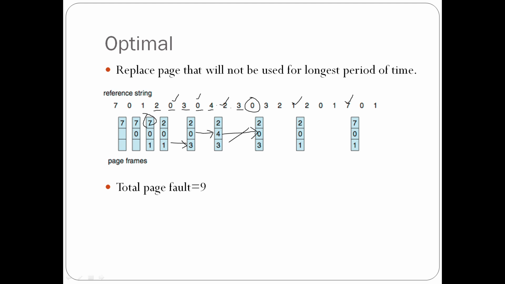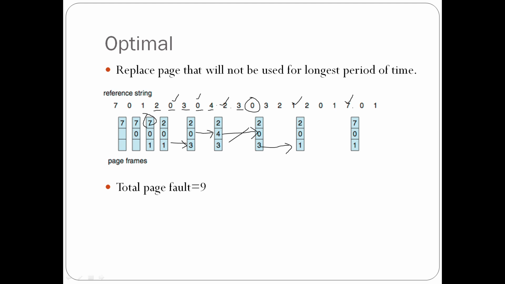The next one is a 3. 3 is already available, so it is a page hit. 2 is again already available, it is a page hit. Then 1 means now we have to select from 2, 0, 3. Out of 2, 0, 3, 3 will not be used for the longest period of time. So 3 is replaced by 1. Then 2, 0, 1 are already available, so it is a page hit.